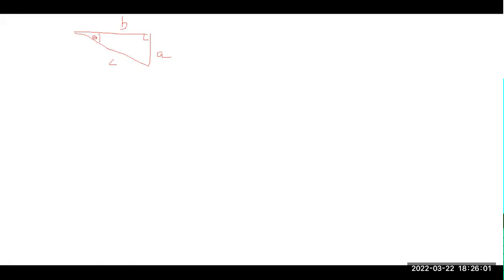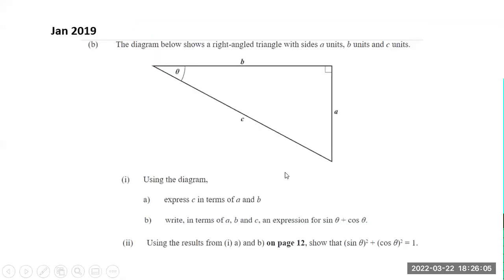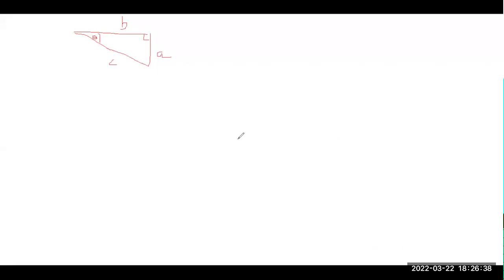So let's see what the question asks us for. We need to, using the diagram, express C in terms of A and B. So the question asks us to find C in terms of A and B. So in effect it is asking us for the length of side C. Now the question asks us for the length and it gives us the other two lengths. So which one would we use? Would we use Pythagoras' theorem or would we use the trigonometric ratios? Well, the question said to find the length of C, which is one side, and we are given the lengths of the other two sides. So in part A, this is what we would do. We would use Pythagoras' theorem.